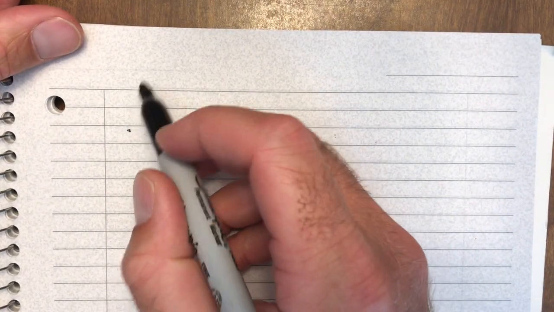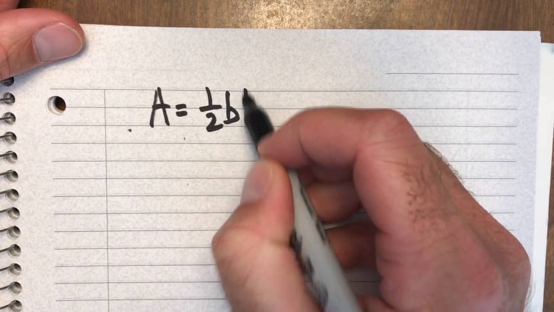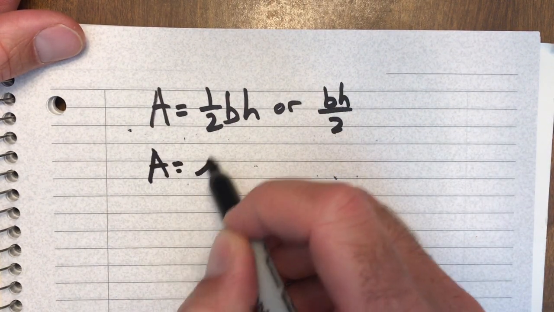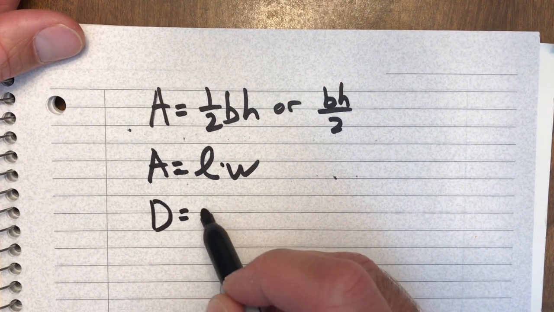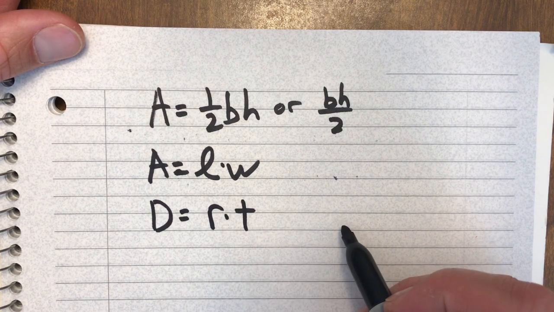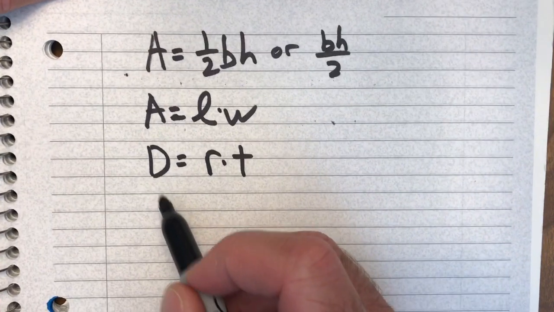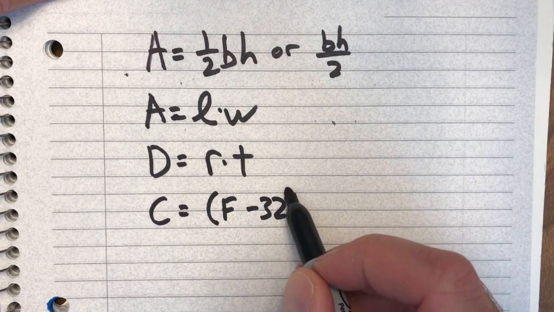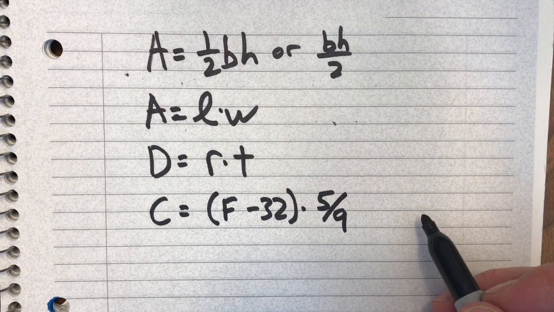There are many common formulas that you probably already know, like the area of a triangle: area equals 1/2 base times height, or base times height divided by 2. Or the area of a rectangle is length times width. Distance equals speed or rate times time. And some other ones, maybe lesser known, would be Celsius is Fahrenheit temperature minus 32 times 5/9. So here are some common formulas.